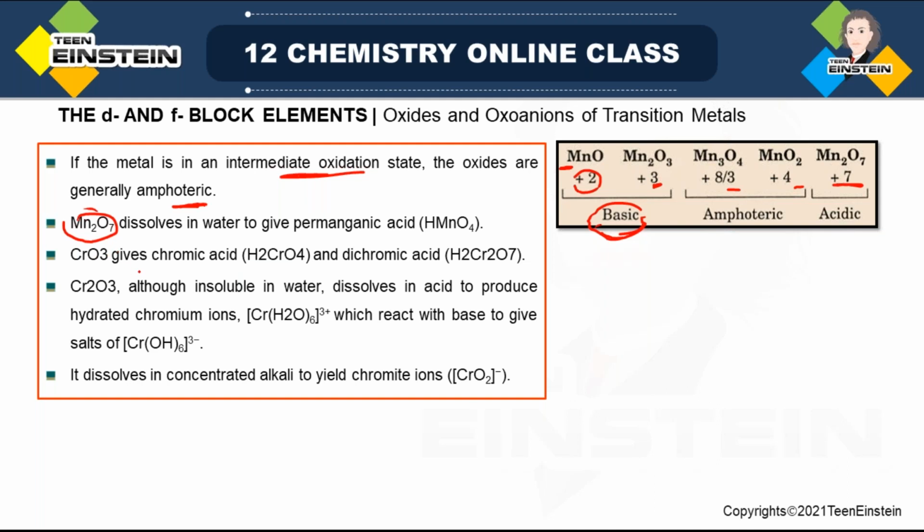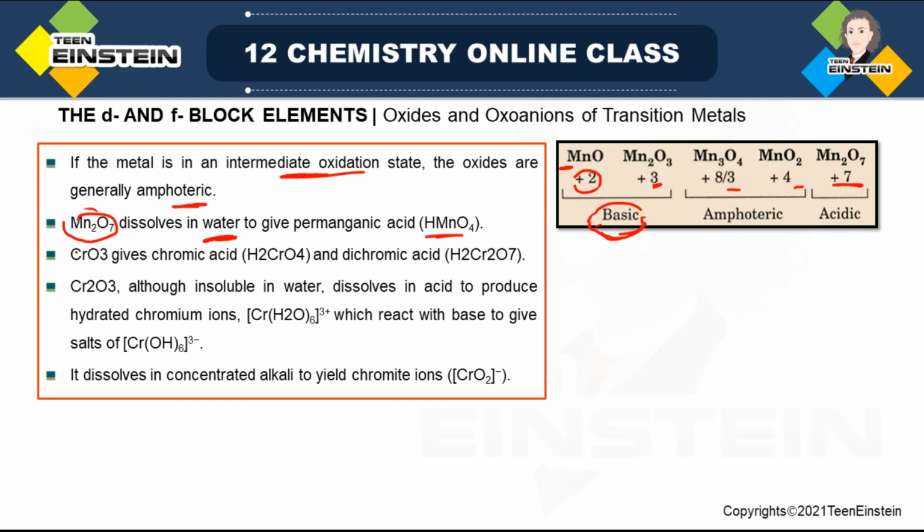When this manganese oxide Mn2O7 dissolves in water, the corresponding acid that you will get is known as permanganic acid, with the formula HMnO4. As it is an acidic oxide, obviously after dissolving in water, it will give us permanganic acid.